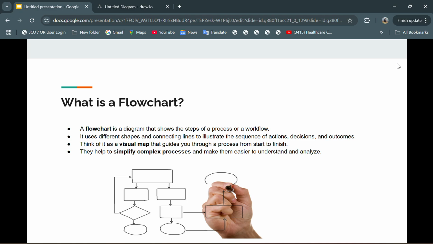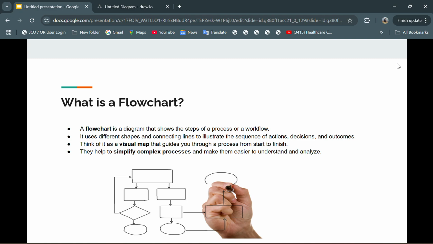It uses different shapes and connecting lines to illustrate the sequence of actions, decisions and outcomes, whether in parallel or one by one step or process. So we will use a decision box, start, end, and the process box, which I'll show you in that video. In that presentation, these processes and decisions make a sequence of how things will happen sequentially.